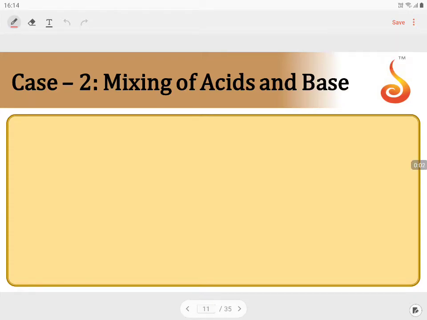Mixing of acid and base. Now when your acid is added to the base, acid plus base gives rise to salt plus water. This is going to be a neutralization reaction. We call this reaction a neutralization reaction.